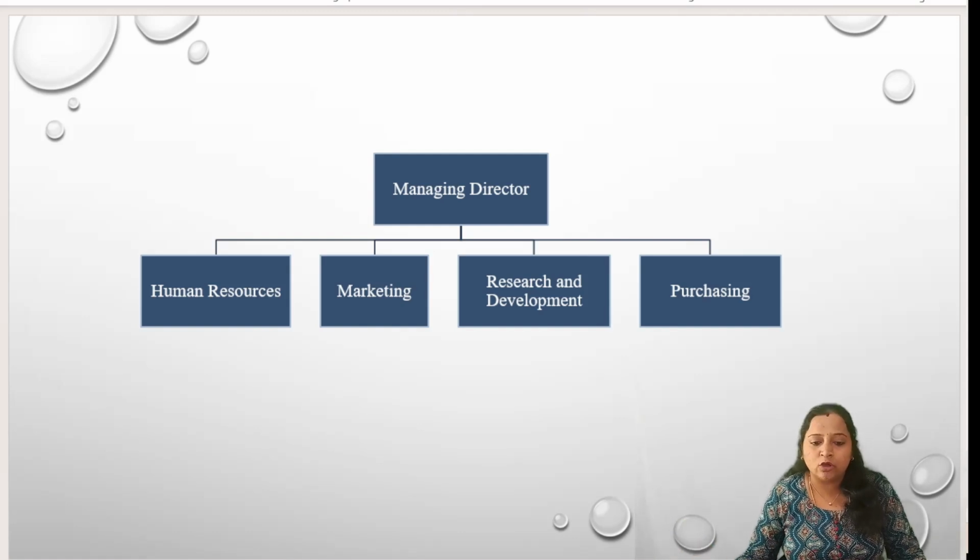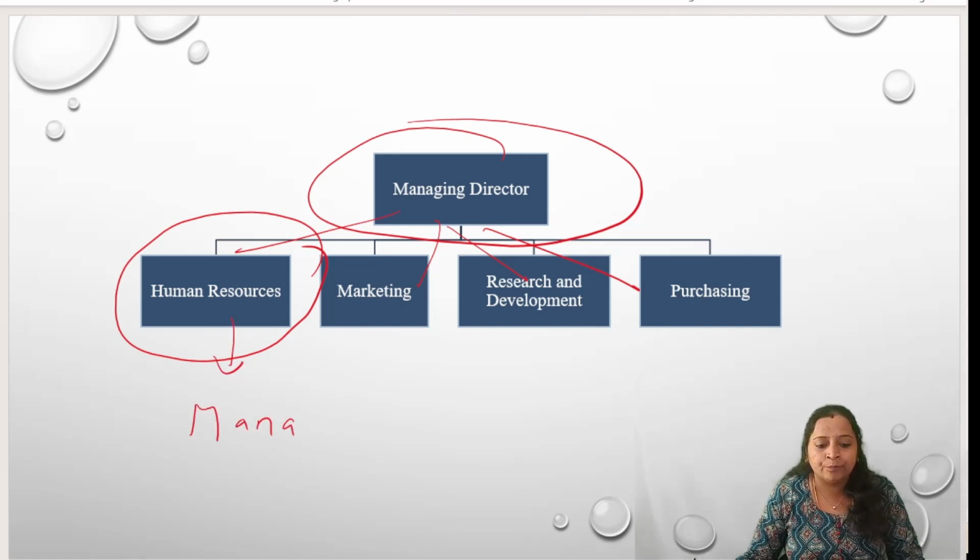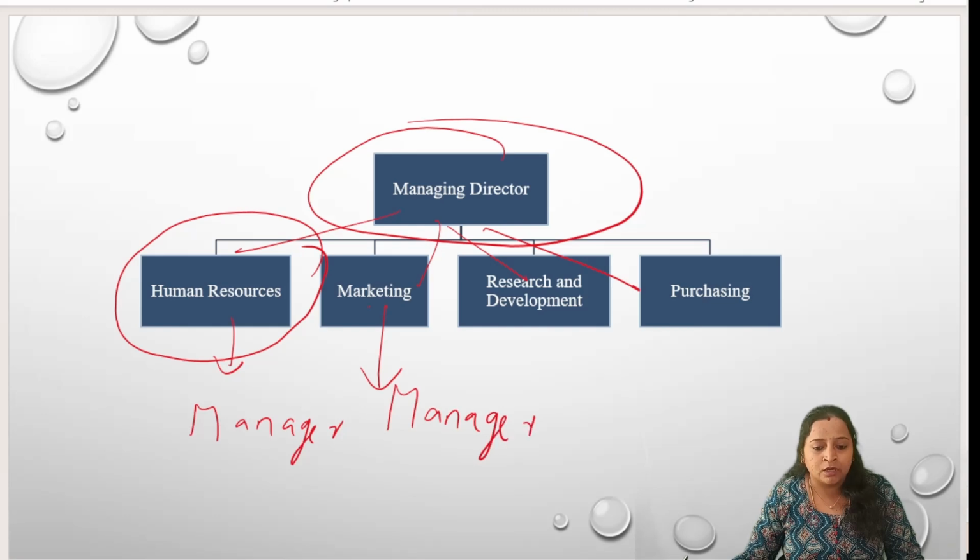See here, first on the top you will have a managing director. The managing director will be on the top, that is the MD. The MD is going to divide all the departments depending upon the functions you are going to perform. Here you can see you have a human resource department, and for it there will be one manager. And here a marketing department will be there, with one marketing manager. Research and development, here also there will be one head. And the purchasing department, here also there will be one manager, or you can call it a head.